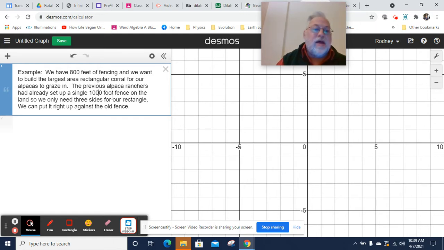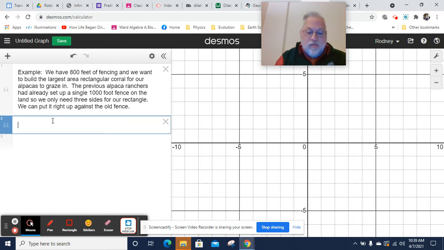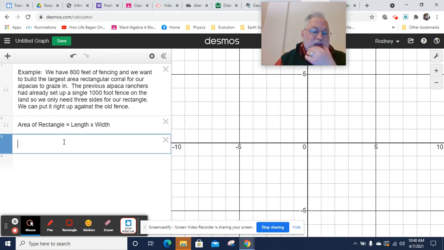So we only need 3 sides for our rectangle. Here's the deal. We only have 800 feet to work with, and of course we're going to be doing length times width. So the area of a rectangle equals length times width, and what we need to come up with is an equation that has a product of length times width. Let's start off with things we know.